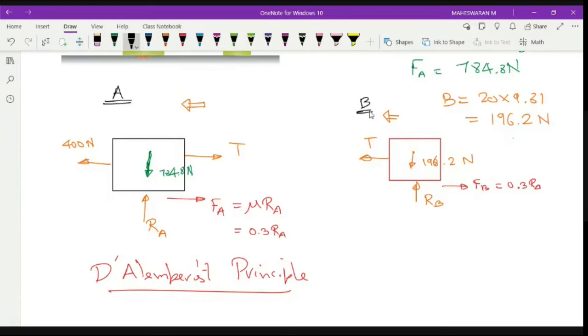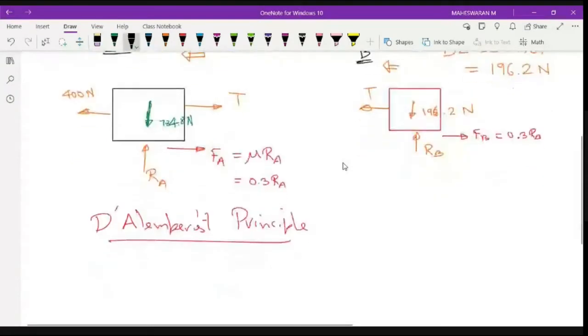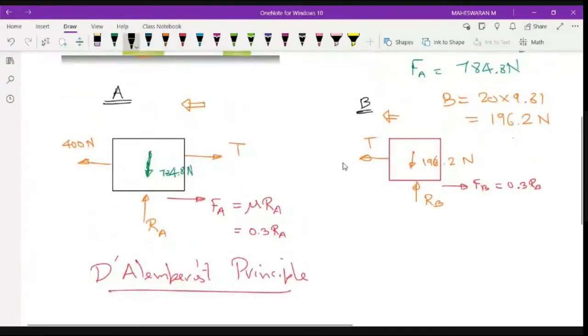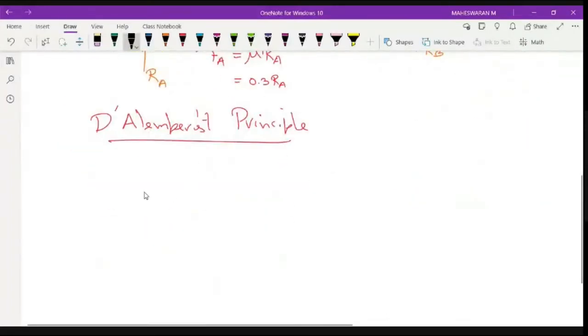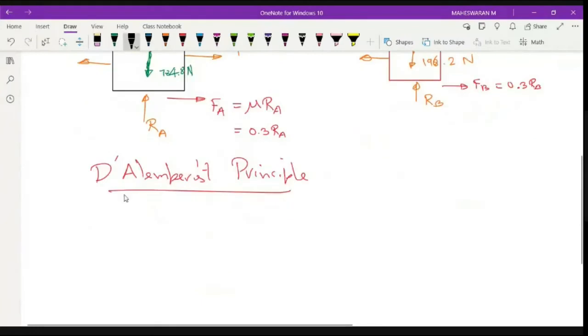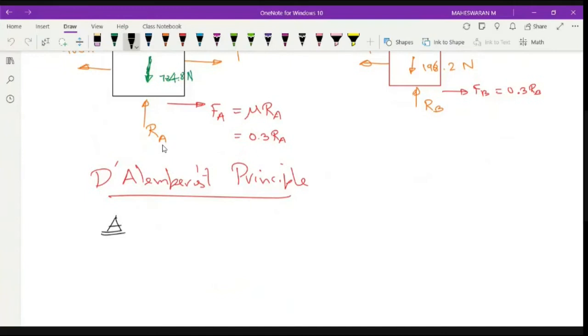In this case both are the same, because here you have two unknowns, RA and T. FA is not unknown because you have converted it to mu into RA. Here also you have two unknowns, RB and T. So you can solve either block, it doesn't matter. Actually, the procedure is to choose a block with the minimum unknown forces. Now I'm going to consider block A, and I already have its free body diagram.